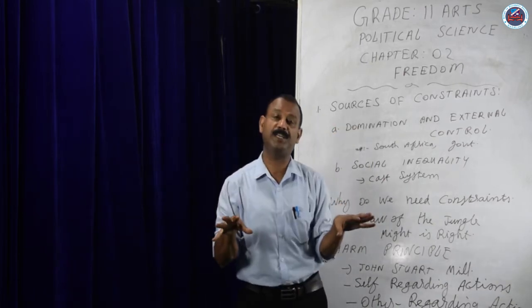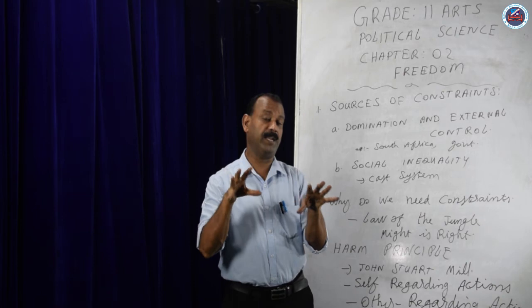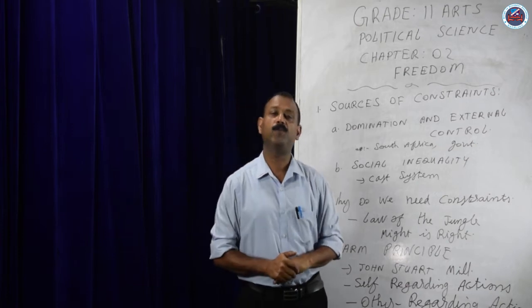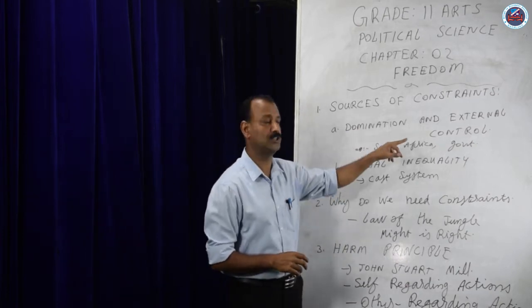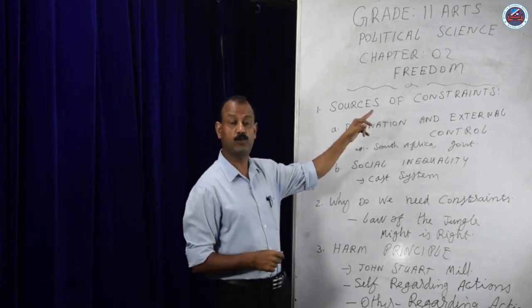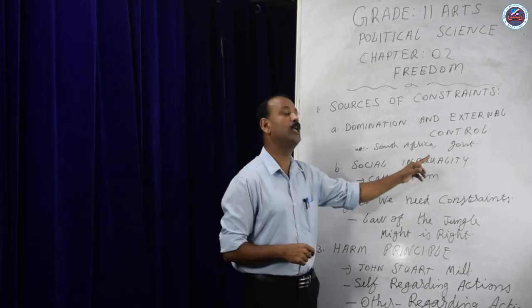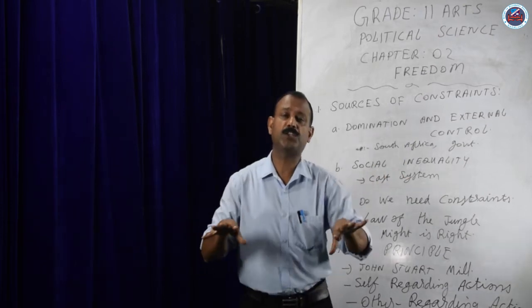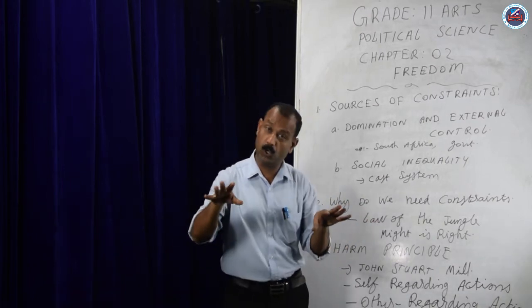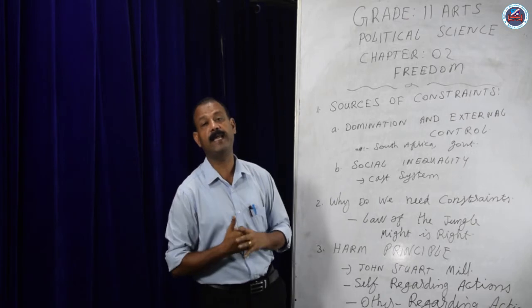And when there are constraints, we will not be able to enjoy freedom. I told you, actually, in the dictionary, freedom means absence of constraints. When there are no constraints, then we can enjoy freedom. And this is one source of constraints, domination and external control. The second source of constraints, source means from where we get these constraints. Second source, social inequality. In the society, we sometimes come across inequalities. And because of these inequalities, we get some constraints or some restrictions in our life.